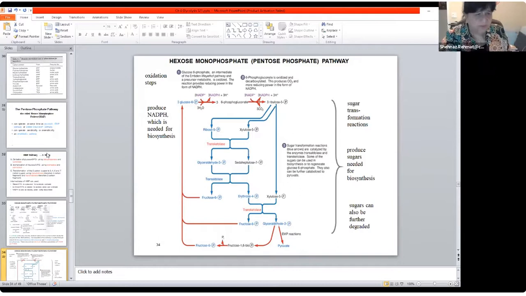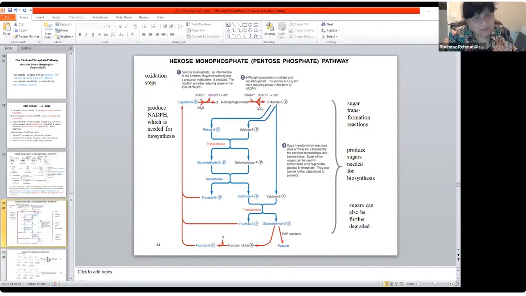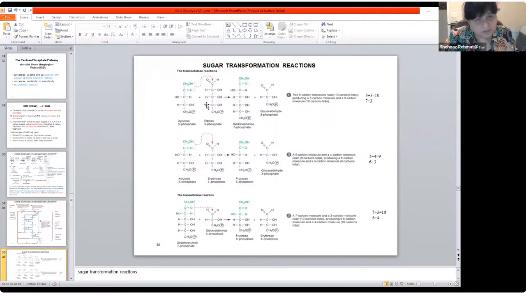So 4 important ideas into your HMP. Here is another version of it, or not a version, but it is the sugar transformation reactions. You don't need to memorize, but just to be able to understand these figures, where 5- and 5-carbon compounds are coming together to make a 10-carbon compound, which is then being split up into 7 plus 3. Okay, so there's no 10-carbon compound, but 5 and 5 we can redistribute by using the transaldolase or transketolase, and you will produce the 7 plus 3.